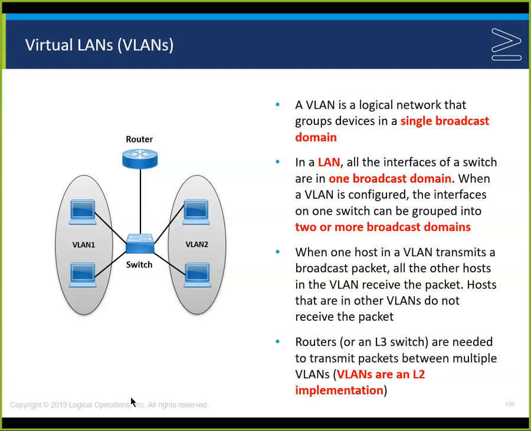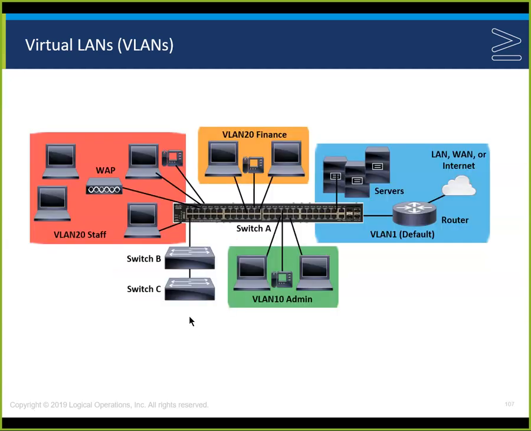Routers or a layer 3 switch are needed to transmit packets between multiple VLANs. They're different IP networks. It doesn't matter whether it's a virtual local area network, whether we have switches configured with different local area networks on each switch. We still have to have a router to allow communication between different networks. That's always going to be the case. So, a layer 3 device to get to different layer 3 areas.